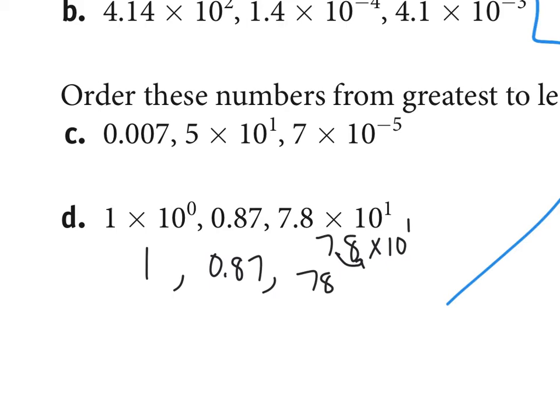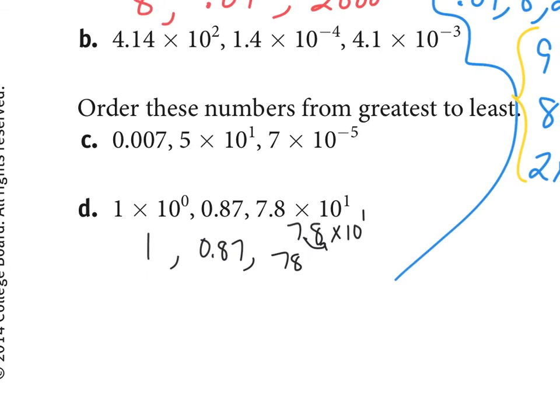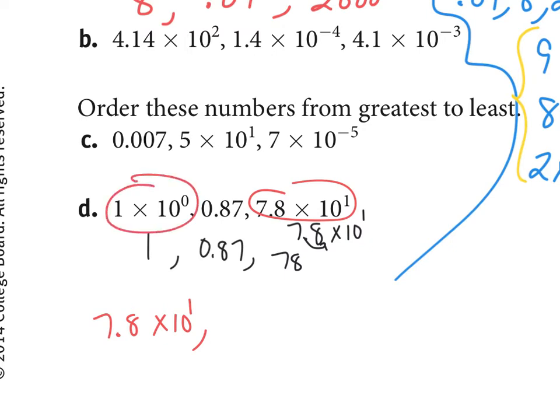Okay, so if we need to order these numbers now from greatest to least, the biggest one is of course the 78, which was 7.8 times 10 to the first. The next biggest was the 0.87. I'm sorry, what am I talking about? The next biggest is 1, right?